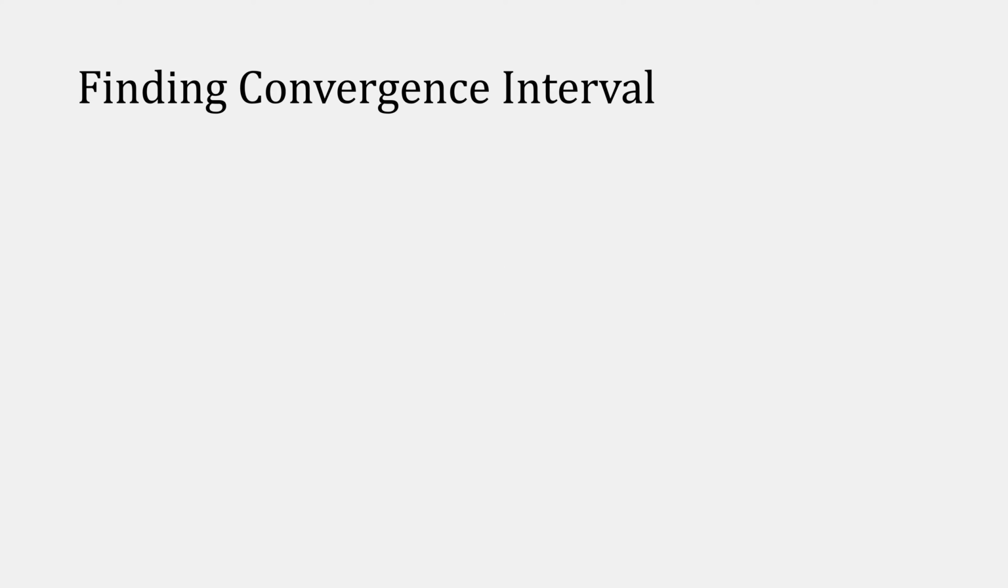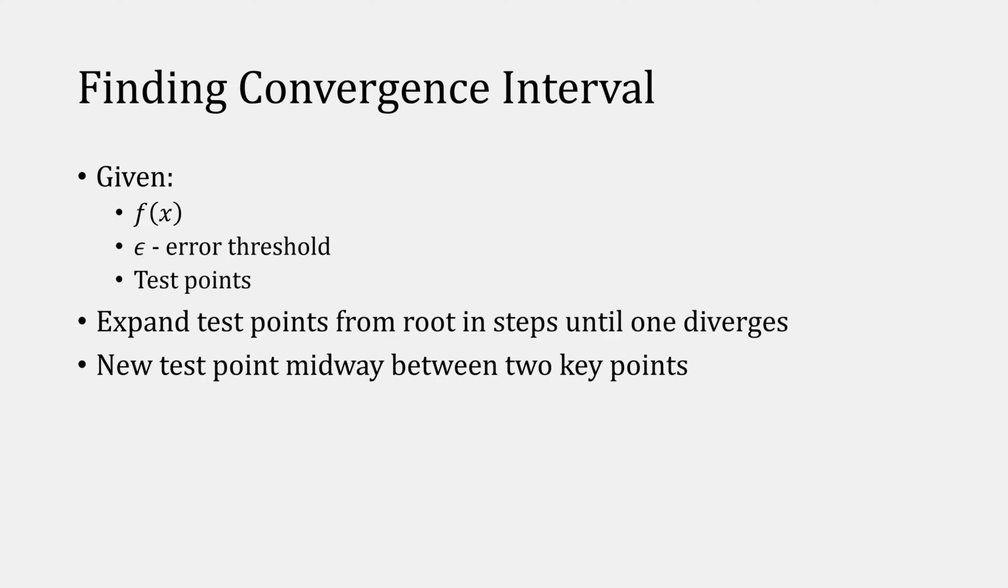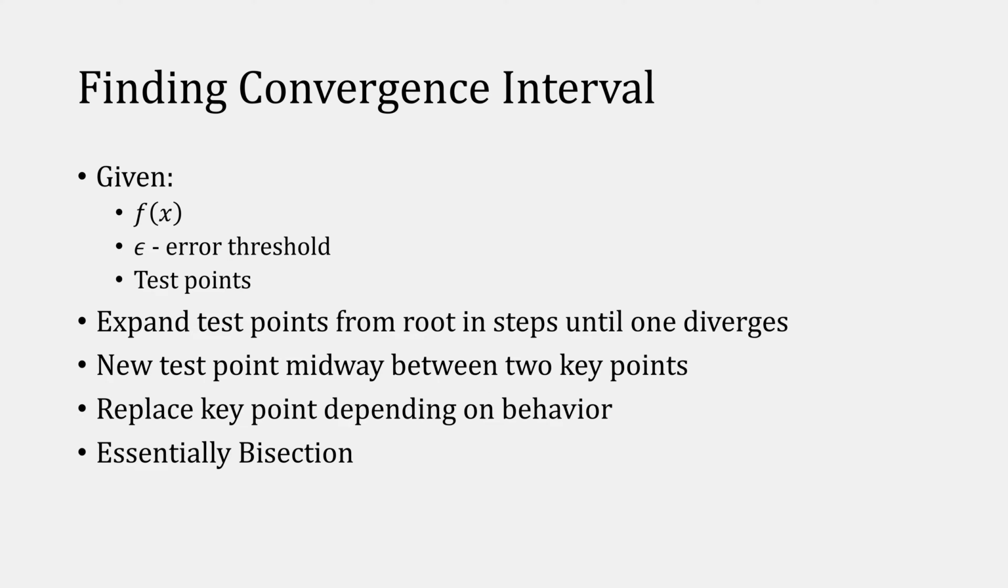So how do we find that interval? Given some function and an error threshold, we'll use a few test points to see when they start to converge and diverge. We'll then take a new test point midway between those two important points and replace it depending on the behavior of the function. This is essentially bisection.